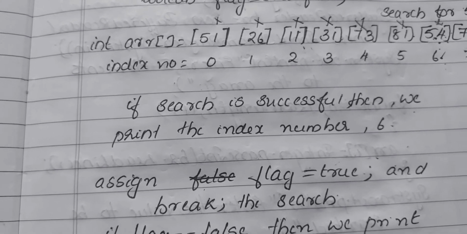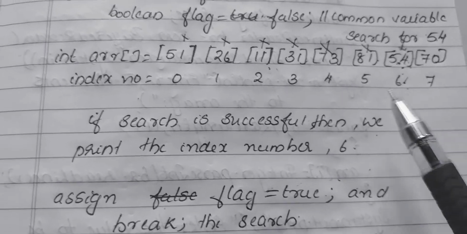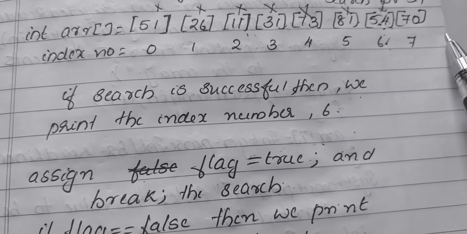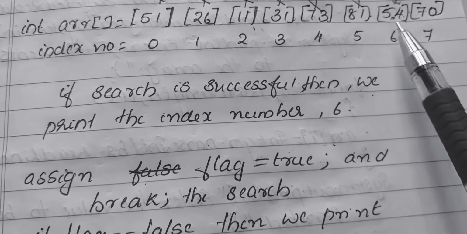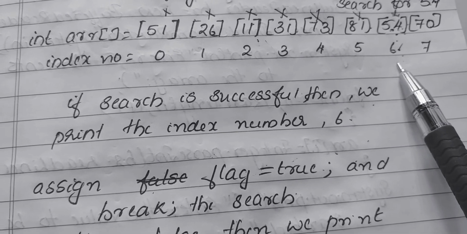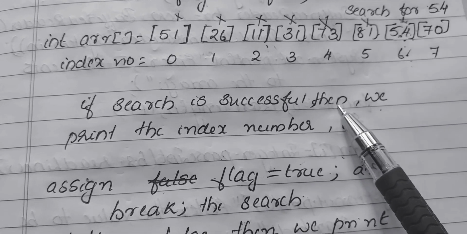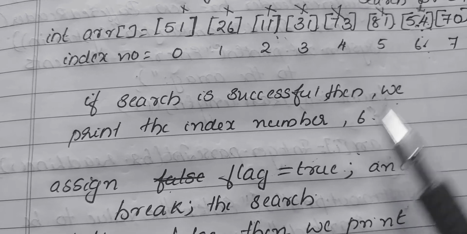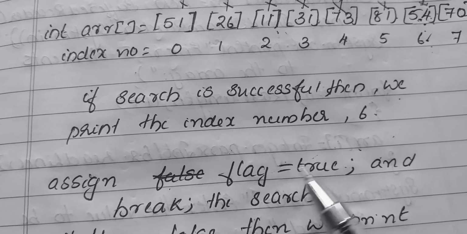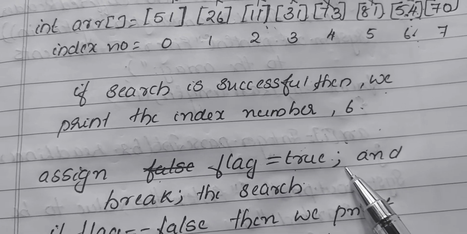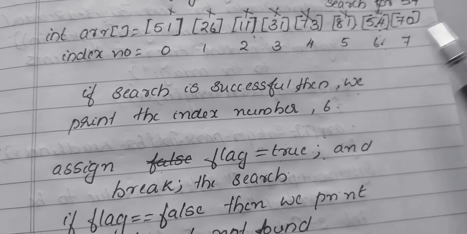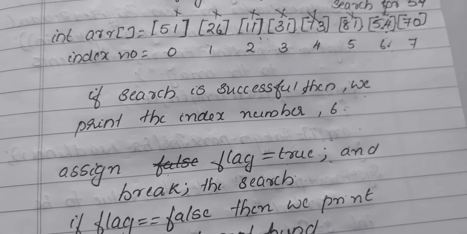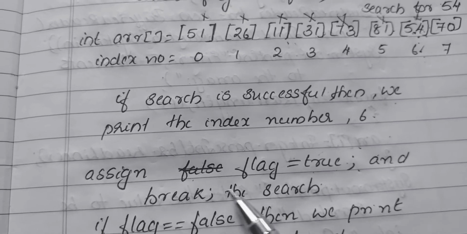So the search is over, isn't it? There is no need to search the rest of the elements in the array. Already we found the search element. Clear? After the search is successful, we print the index value of the search element. Then we assign the flag variable as true. And the next thing is, there is no need to search the rest of the elements in the array, so we break the search.